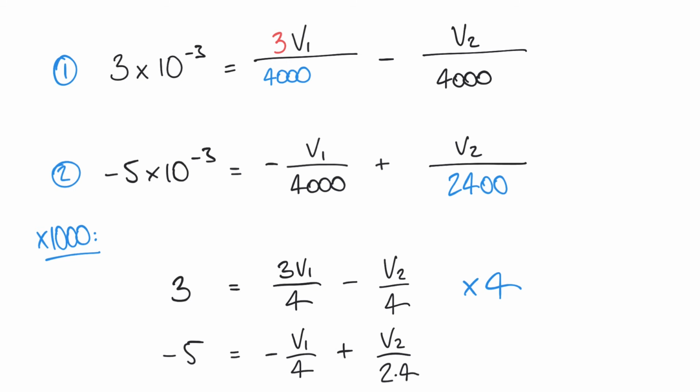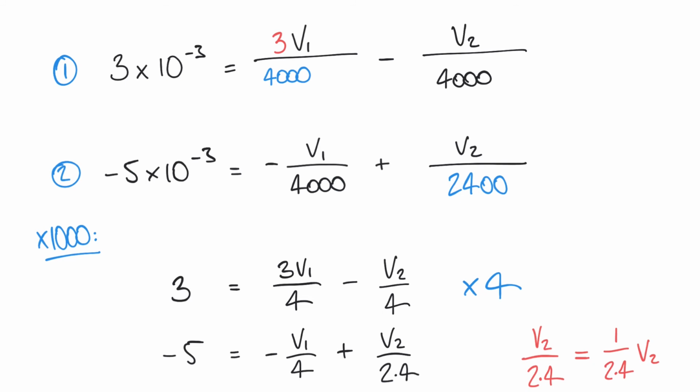This second equation, on the other hand, it's not quite clear what we can multiply by, because we have this decimal here on the bottom. We have 2.4. So what we can do here is cheat a little bit. Hopefully you'll agree that this term, I'll just write it at the side here, v2 over 2.4, I could write that as 1 over 2.4 times v2.